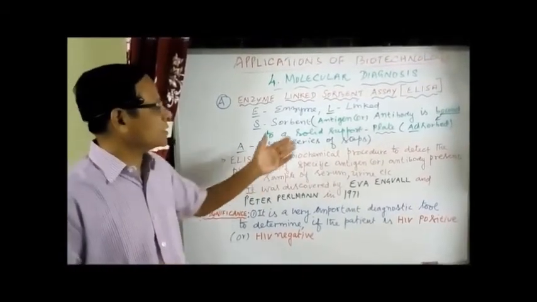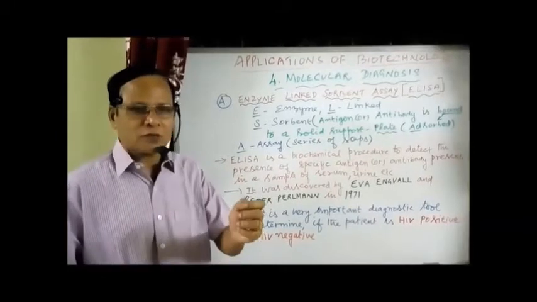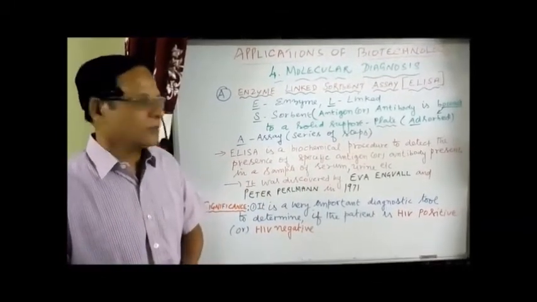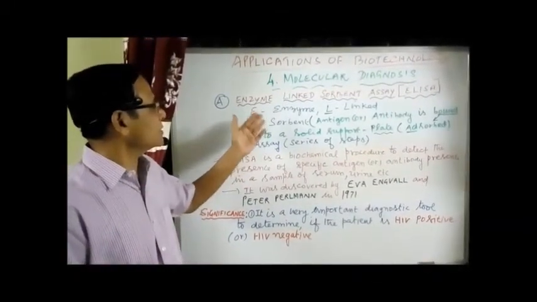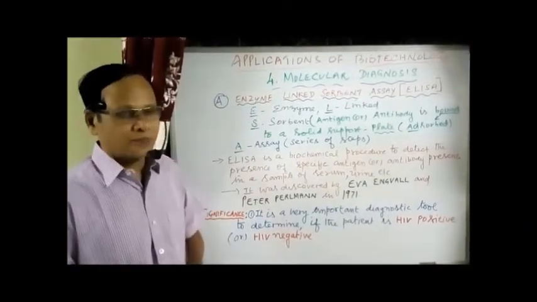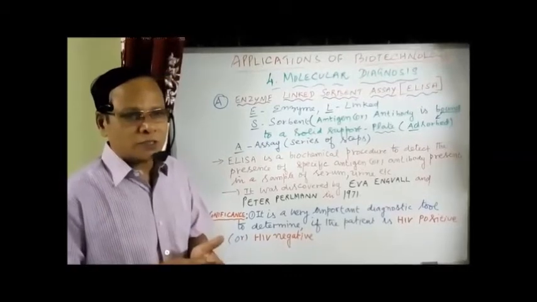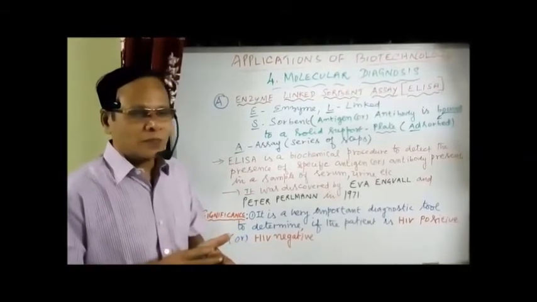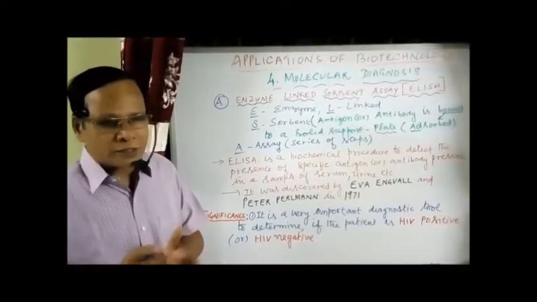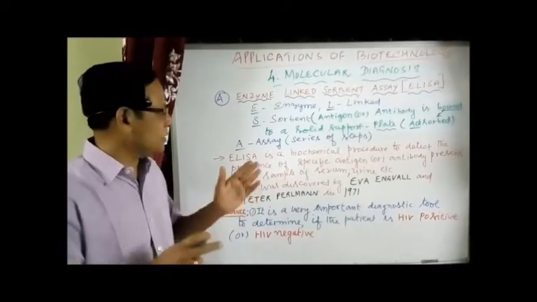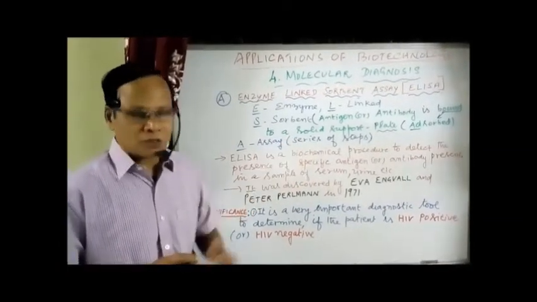Assay means we have a series of steps to find out the result. That's called assay. That's why the name is given as enzyme linked sorbent assay. Enzyme is linked to the antibody, forming a conjugate, secondary antibody, or we can say the detection antibody, that's the one which will decide whether the antigen is present or not.